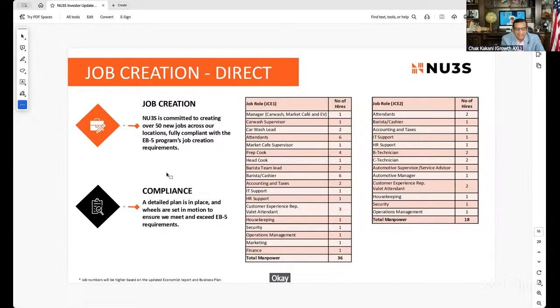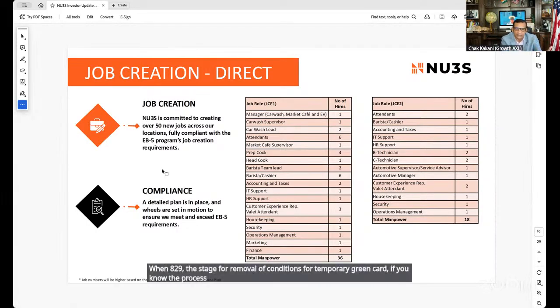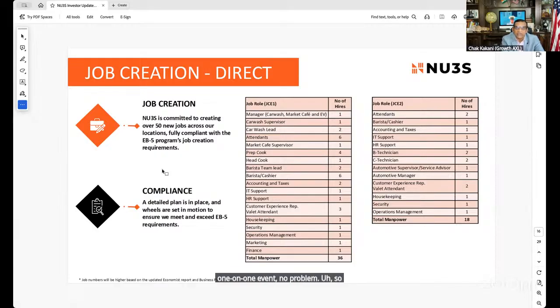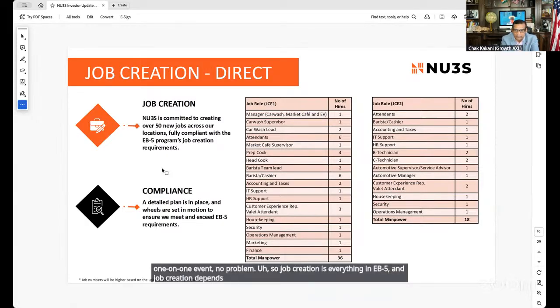Okay, the holy grail. The most important topic in EB-5 is job creation. This is what your EB-5 petition approval depends upon down the road. Your green card, first in the beginning, potential for job creation at I-526, and at I-829, the stage for removal of conditions for the temporary green card. If you know the process of EB-5, if you don't know, I'll explain that later, one-on-one even, no problem. So job creation is everything in EB-5, and job creation depends on the revenues that the business brings, right?